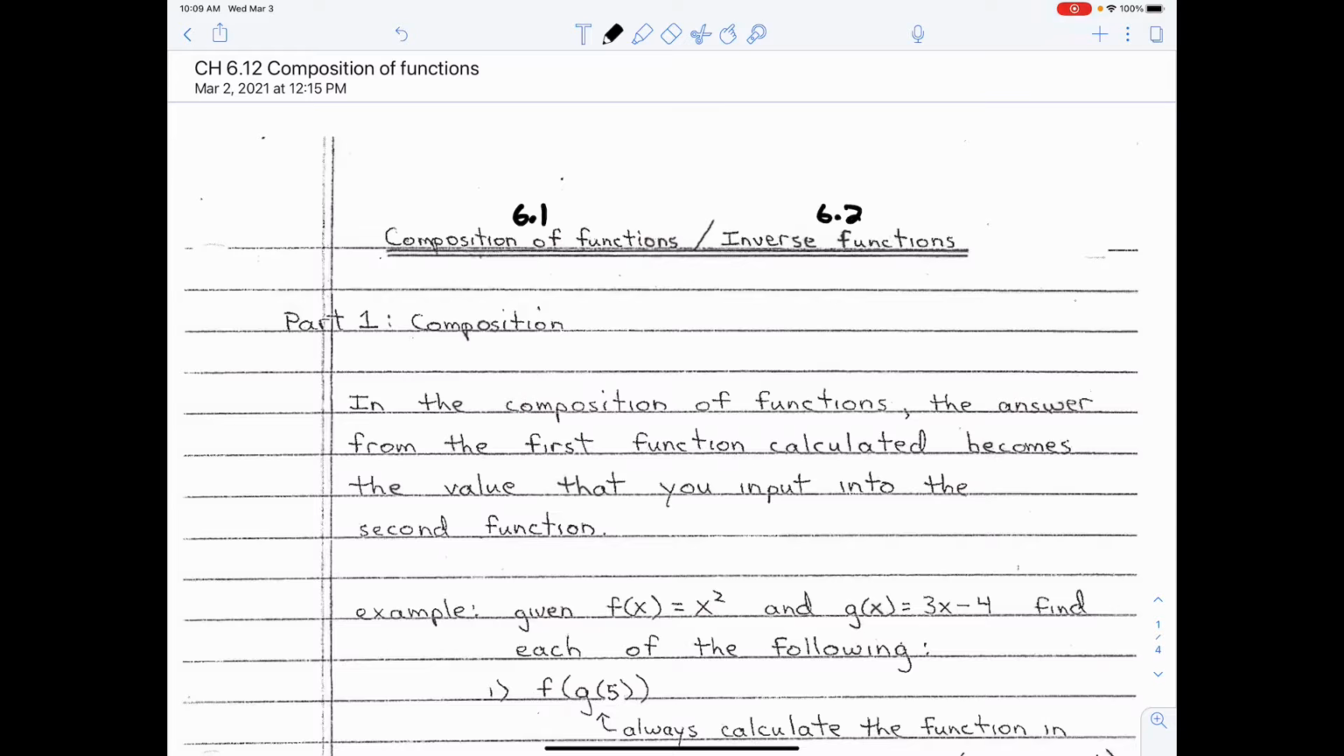Okay, composition. In the composition of functions, the answer from the first function that you calculate becomes the value that you input in the second function. So the answer to the first function becomes what you put into the second function.